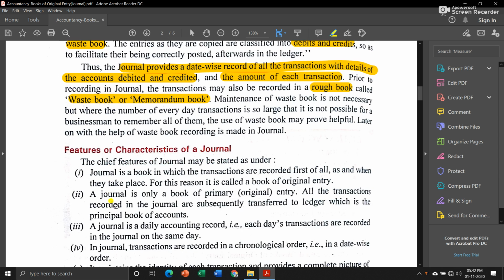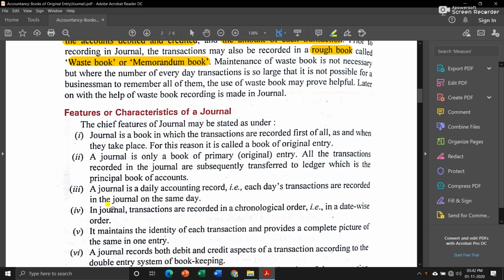Now let us see some characteristics or features of journal. Journal is a book in which transactions are recorded first of all as and when they take place. For this reason it is called a book of original entry. Means you can say that journal we prepare in a chronological manner.